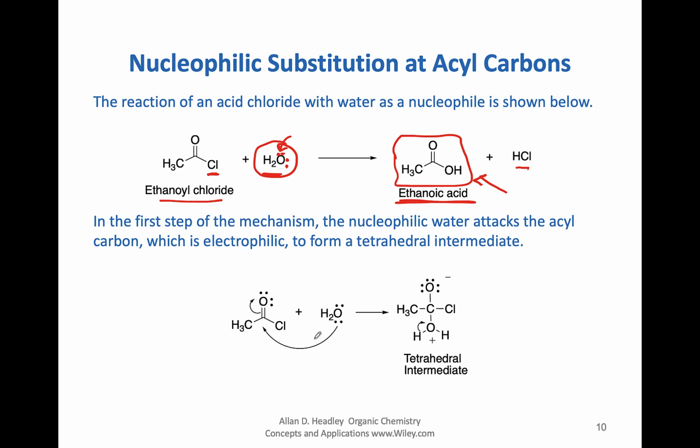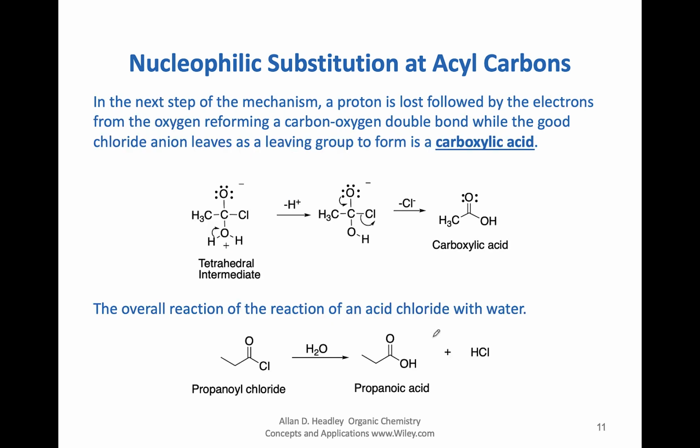So the mechanism, as you can imagine, is the water coming in, forming the tetrahedral intermediate as we have expressed. Notice there are two hydrogens bonded to oxygen. So here are the two hydrogens. This is an intermediate which is protonated. So in the next step, you can imagine it will lose a proton here, and this will be the tetrahedral intermediate that goes on to form the carboxylic acid. So here's an overall reaction. Propanoyl chloride reacting with water gives propanoic acid and HCl.